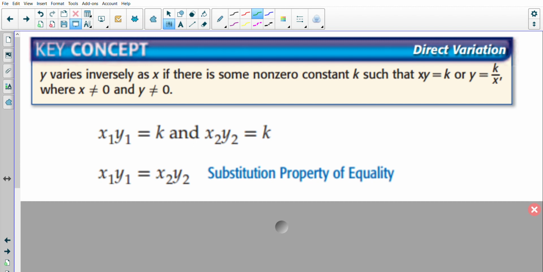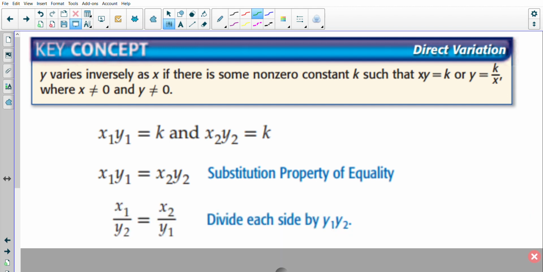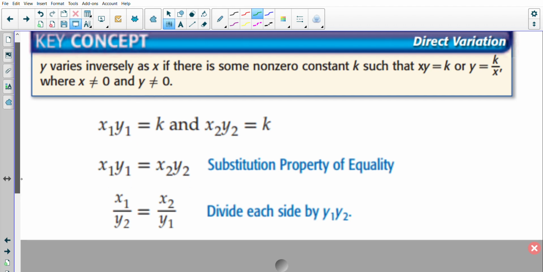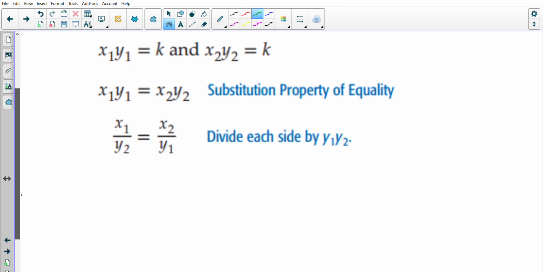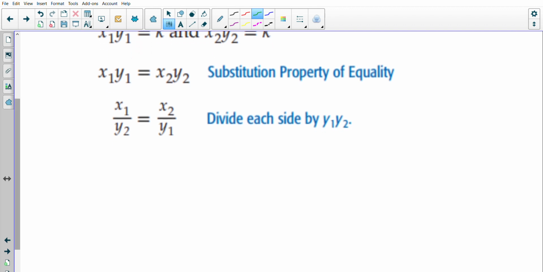If x1 times y1 equals k, and x2 times y2 is equal to k, we can reset it and say x1 y1 equals x sub 2 y sub 2. And then set up the proportion. X sub 1 over y sub 2 is equal to x sub 2 over y sub 1. Okay? So we want to use that. All right? So let's use that proportion once again to solve.